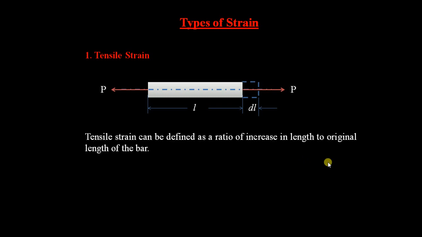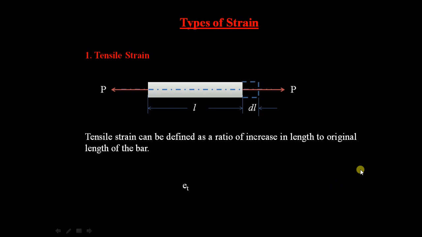So what is the definition we can give? The tensile strain can be defined as a ratio of increase in length to original length of the bar. Okay, this is again obtained from the basic definition, that is the ratio between change in dimension to original dimension. So that is only increase in length to original length we are considering here.